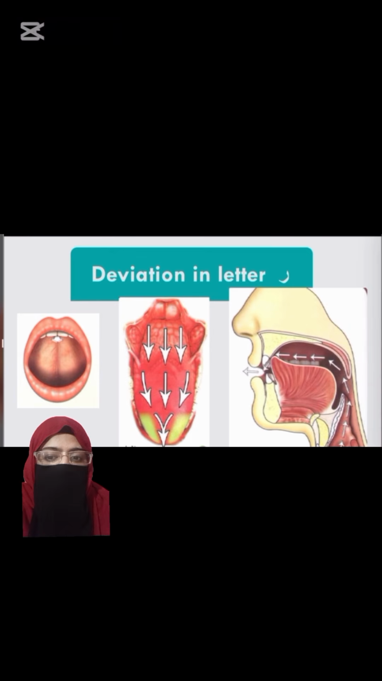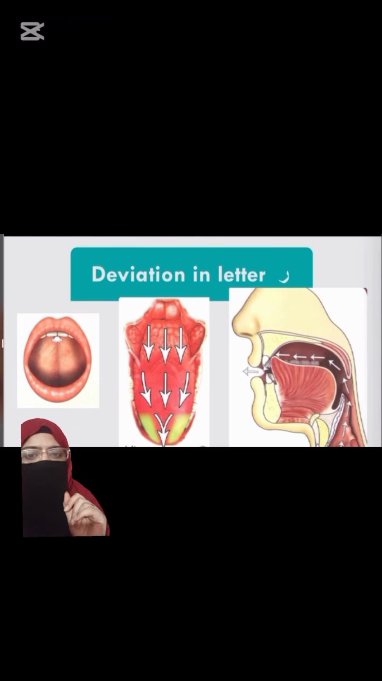So everyone, let's talk about the deviation in the letter Raa. If you look at this page, first the posture, second the tongue position, and third the edges position. Okay, so let's talk about the characteristics of Raa.